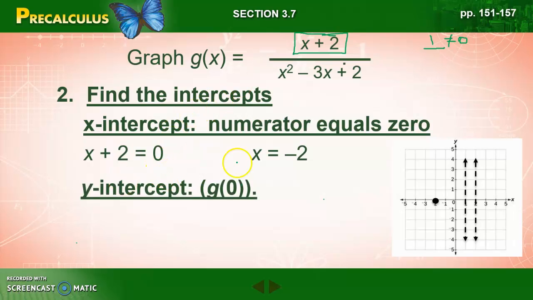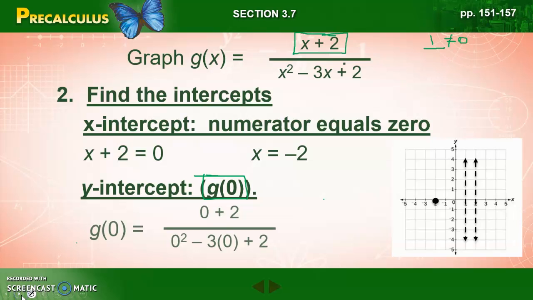To find the y-intercept, we take our bottom function, which is represented here, and set that equal to 0. So we take x squared minus 3x plus 2. We set that equal to 0. Or, sorry, we don't set it equal to 0. We plug in 0. My apologies, I misspoke. When we plug in 0 at the top and at the bottom, we get 2 over 2, or 1. So we plot our y-intercept at 1.